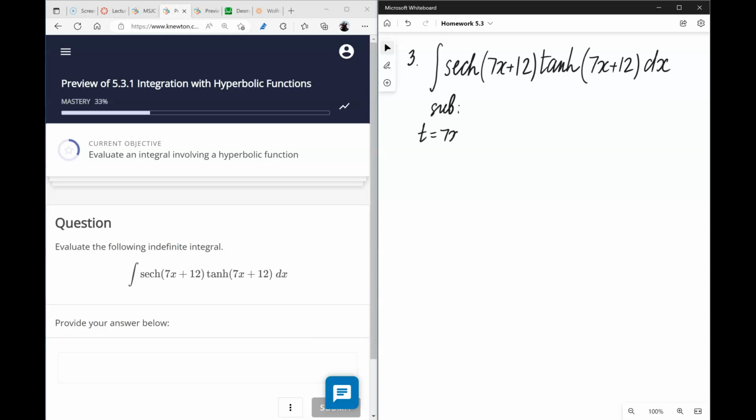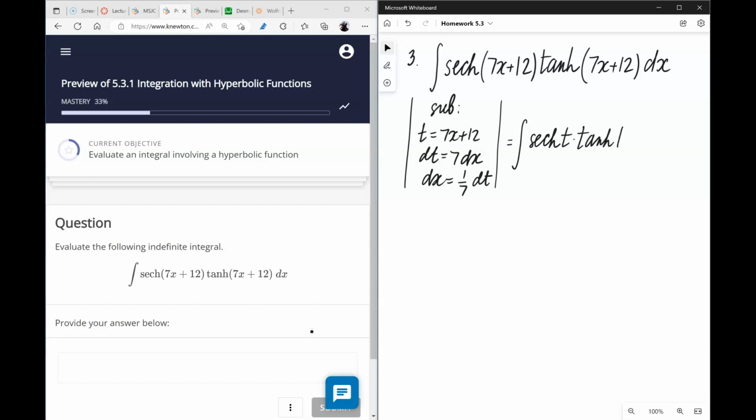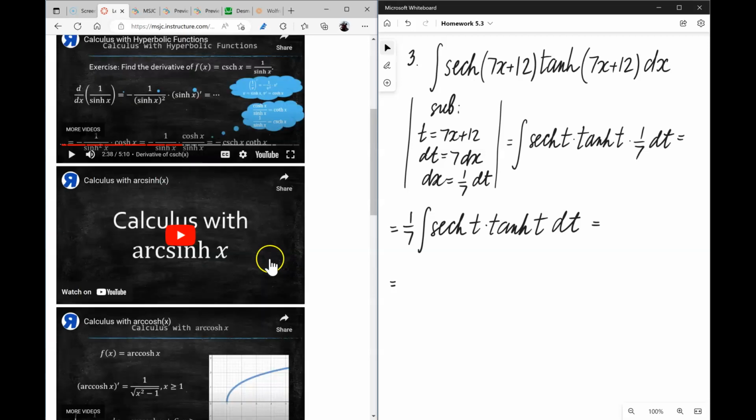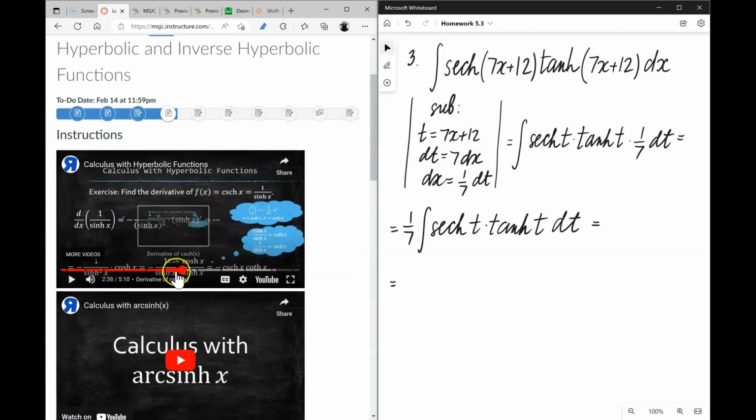So t is 7x plus 12, dt is 7 dx, so dx will just be 1/7 dt. Now, the integral that we have is very simple. It's just the secant of t, tangent of t, and instead of dx, I'm going to throw 1/7 dt. Now, 1/7 goes outside of the integral, and inside we have secant t times tangent t, all hyperbolic, and that should look familiar. If we go back and check, the derivative of what function is secant tangent? Secant.